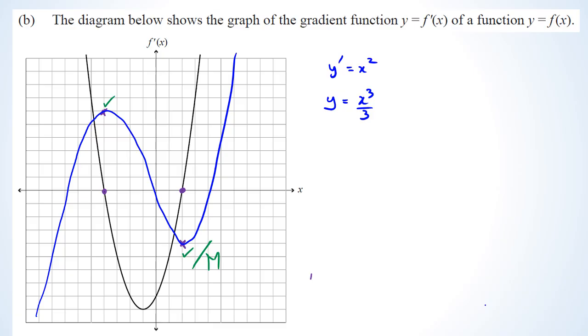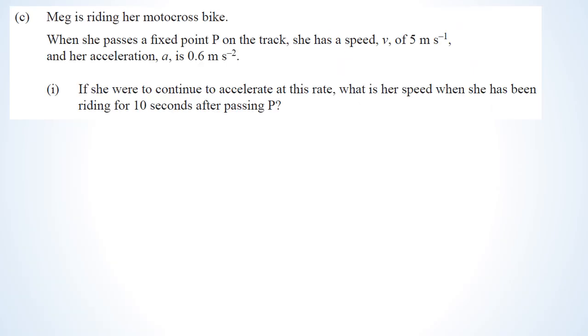All right, let's go to question 3C. 3C, we have Meg riding a motocross bike. When she passes a fixed point on the track, she has a velocity of 5 meters per second and an acceleration of 0.6. If she were to continue to accelerate at this rate, what is the speed when she has been riding for 10 seconds after passing P?